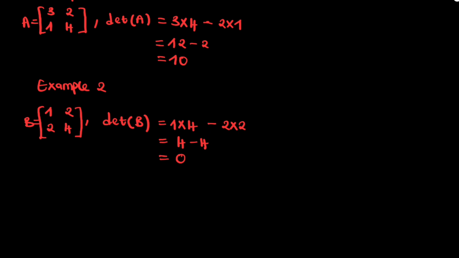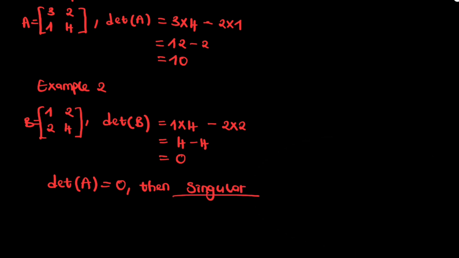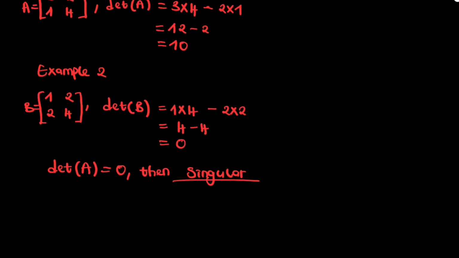Now this takes us to something. When the determinant is 0, then the matrix is a singular matrix. So when the determinant of a matrix A is equal to 0, then the matrix is a singular matrix. Singular meaning the matrix does not have an inverse. So when the determinant of the matrix is equal to 0, we can say the matrix is singular, or we say the matrix does not have an inverse.